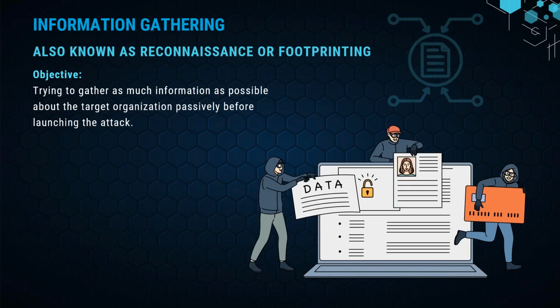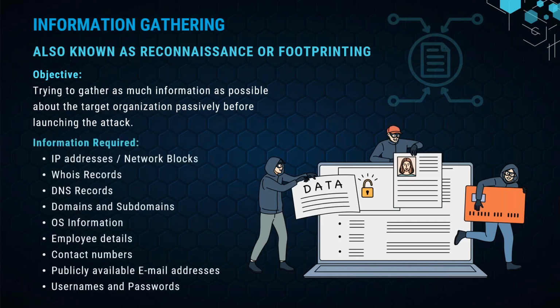During this phase, you try to retrieve information such as IP addresses, DNS records, WHOIS records, domains and subdomains, employee information, contact numbers of the employees, email addresses of the employees, usernames and passwords of the employees, which might have been leaked online. Believe it or not, all of this information is readily available on the internet, and you try to obtain this information in information gathering.